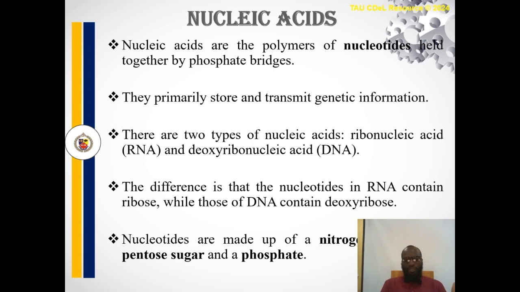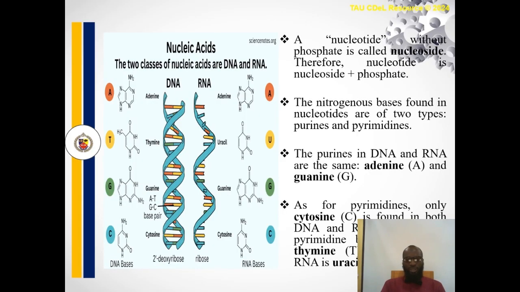Nucleotides, like I said, are the building blocks of nucleic acids. Now, what makes up nucleotides? Nucleotides are made up of a nitrogenous base, a pentose sugar, and a phosphate group. Without the phosphate group, it is not called a nucleotide. It is called a nucleoside without the phosphate group. But with the phosphate group, it becomes a nucleotide.